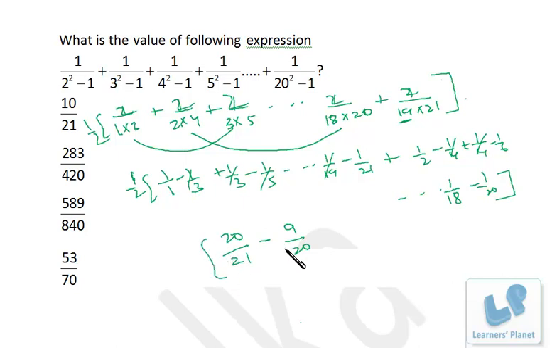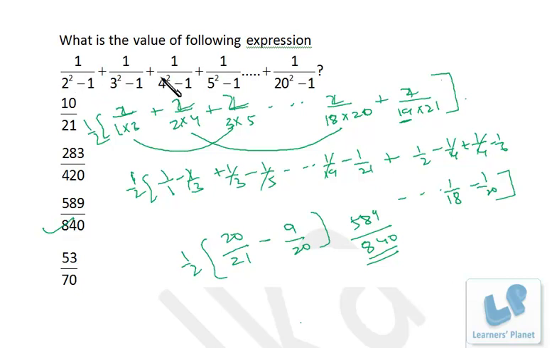Now just solve it. We have 1 by 2 outside the bracket. So the numerator, when I solve it, is 400 plus 189, that is 589, and the denominator is 20 into 2, 40, into 21, that's 840. So 589 by 840 is the correct answer, right?